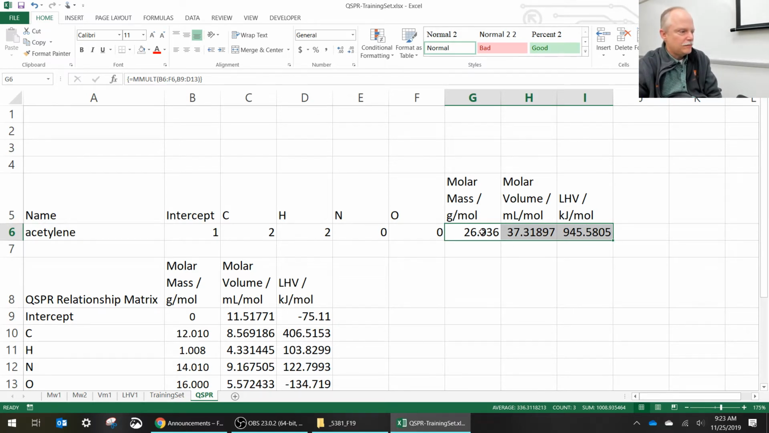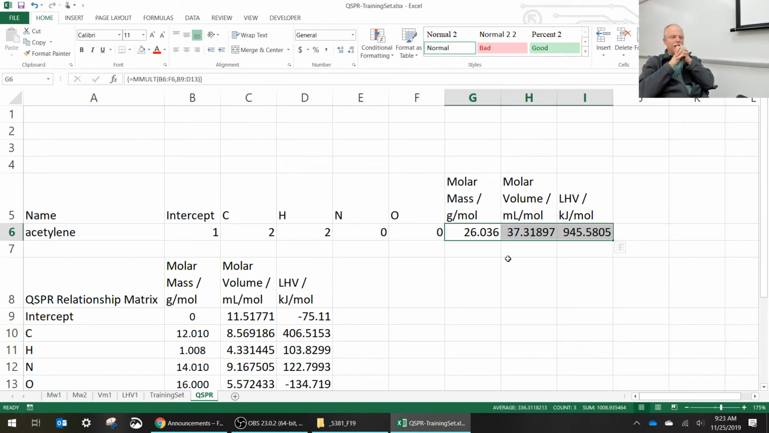The real one is 22 apparently, or the experimental one is 22.3. Molar volume, really interesting. And so that brings up a good point. We didn't have acetylene or molecules that were necessarily that unsaturated in our training set. And so if you don't have that type of molecule in your training set, you're going to miss the particulars about that type of molecule.